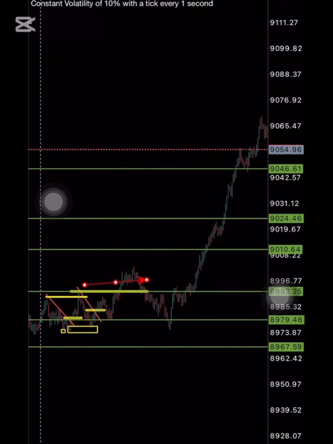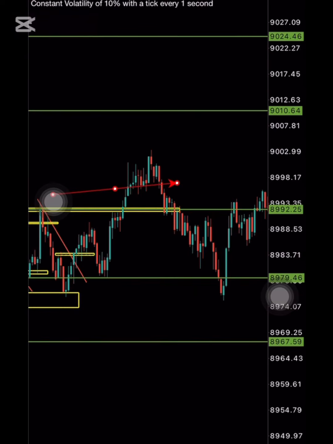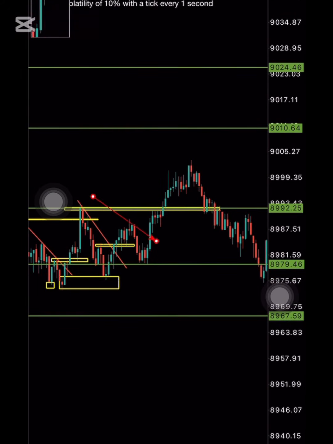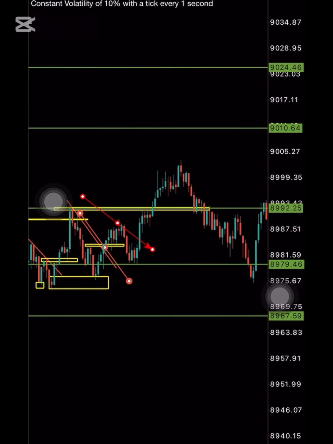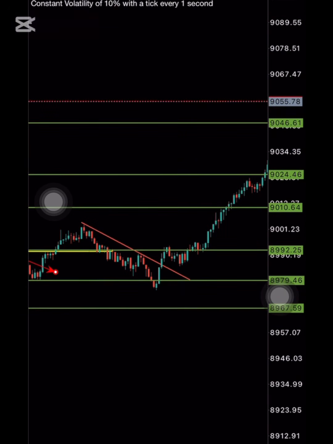Now we want to wait for a retest, right? We want to wait for price to come back. Now as price is coming back, we are expecting to retest this area, this zone here, right? But we will not just jump in as usual. We will still do our normal trend line. We draw our trend line again, wait for price to break it.